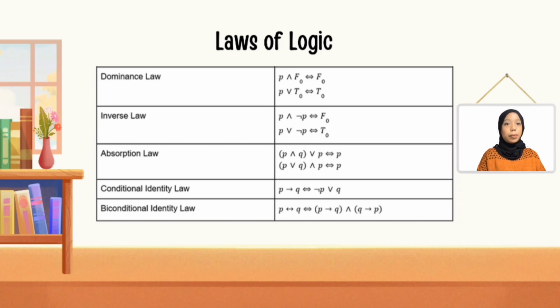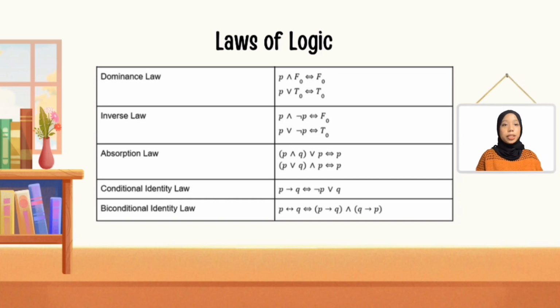10. Absorption law. In this law we have 2P and then we absorb and reduce it to become only 1P. For example, when P and Q in bracket or P is equivalent to P, when P or Q in bracket and P is equivalent to P.